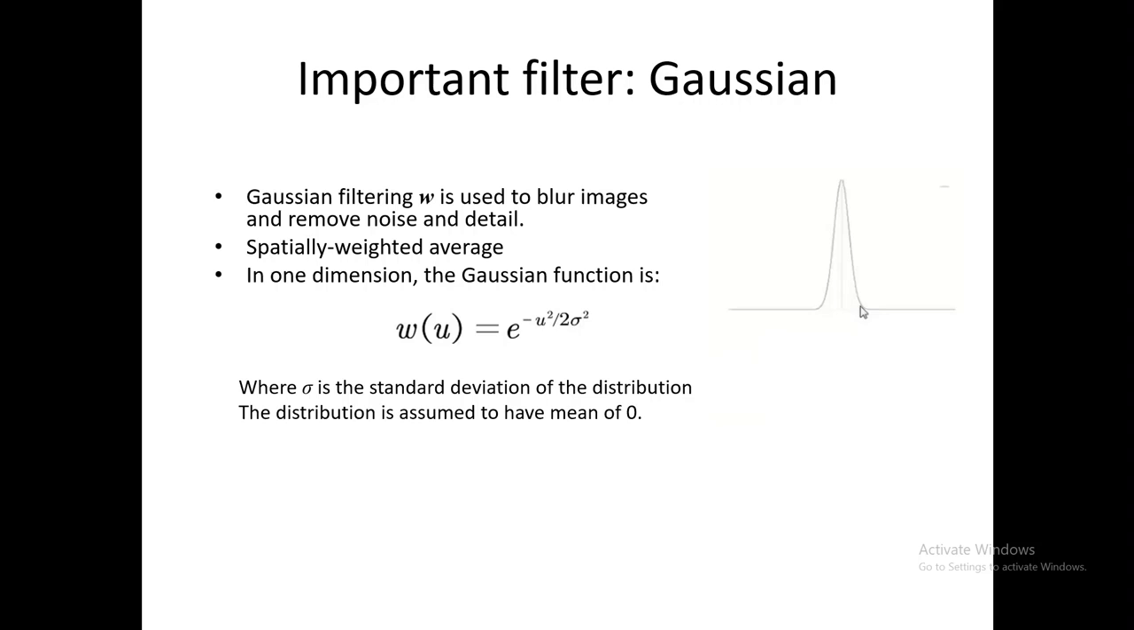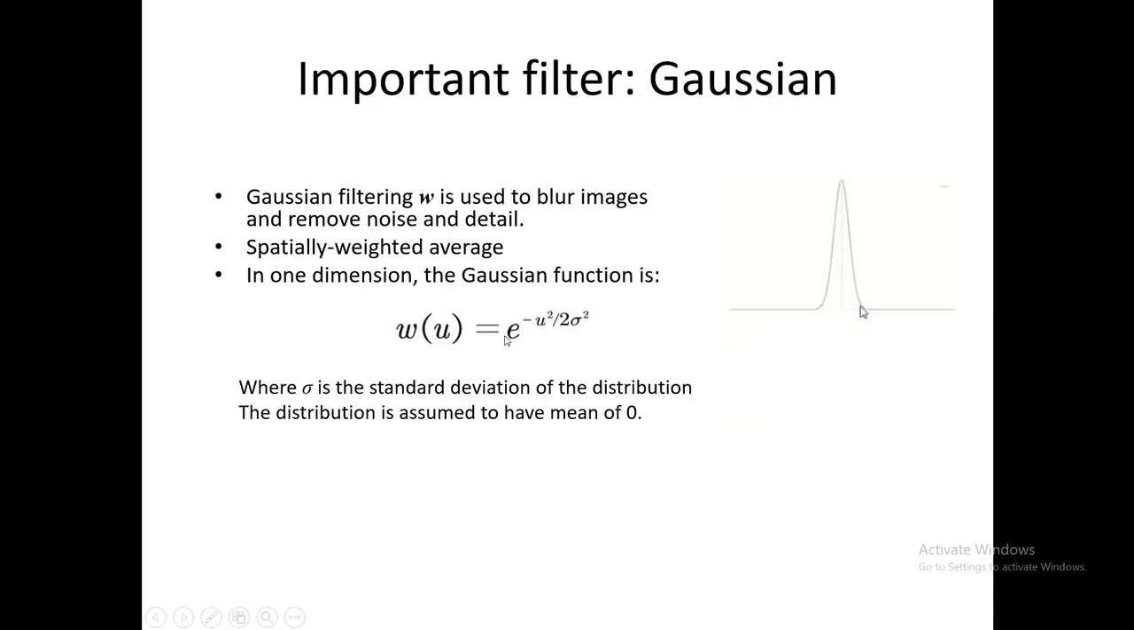Here we can see it's also a spatially weighted average, and in one dimension the Gaussian function is written in terms of u squared. Here u gives the pixel distance, and another important term is sigma, where sigma is the standard deviation of the distribution. And here we assume the distribution has a mean of 0.